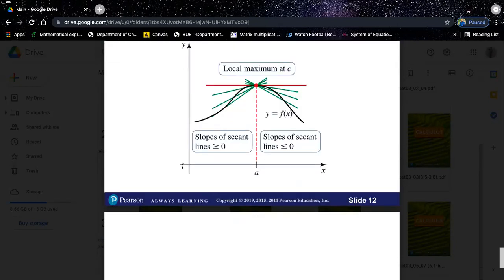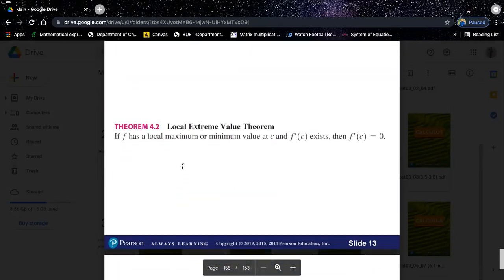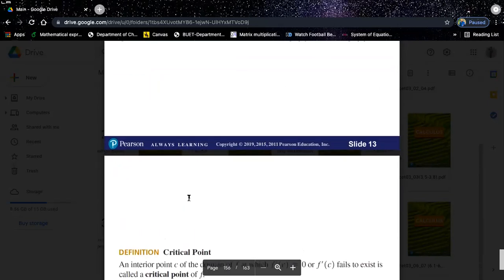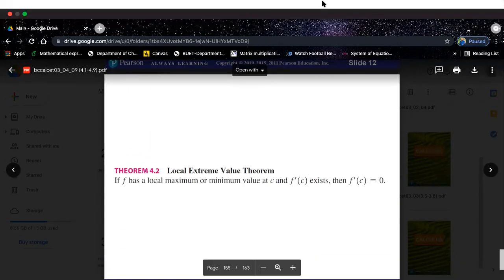Now let's move on and see. Okay, we are very close to the concept of finding the local minimum and maximum algebraically. We're slowly, really slowly going there. Before that, we have one more theorem, which is the local extreme value theorem.